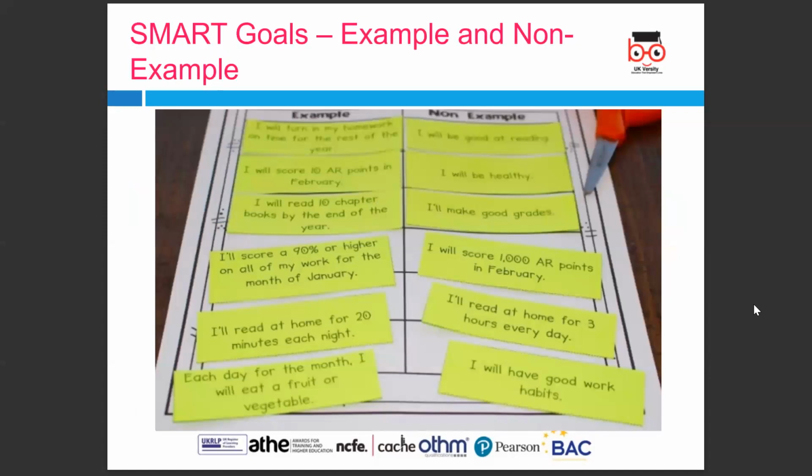These are some examples and non-examples of SMART goals in this diagram, which identifies it. For example, I will read the chapter books by the end of the year. That's an example. I will score 90% or higher on all my work. A non-example, I will score 100 AR points in February. I'll read at home for 3 hours every day.